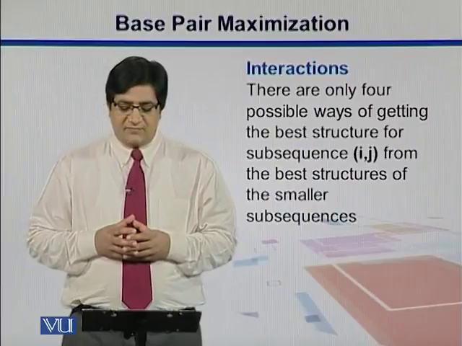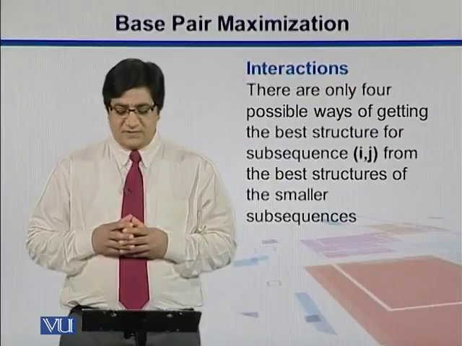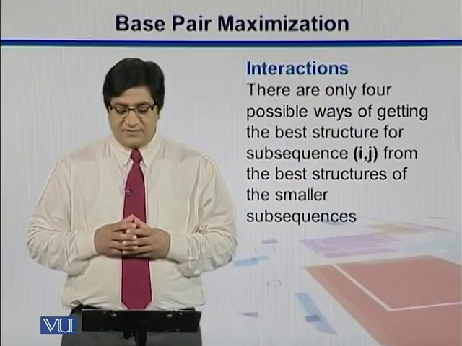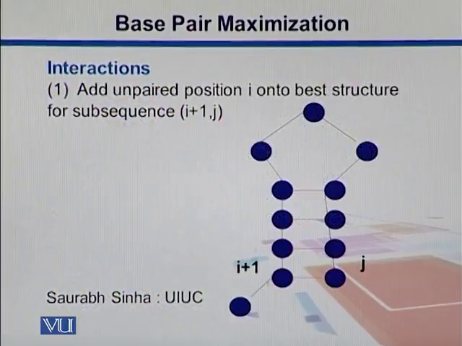We know that there are 4 possible ways of getting the best structure for subsequence i and j from the best structures of the smaller subsequences. So what we do over here, the very first time, is we can have a situation where we add an unpaired position i onto the best structure for subsequence i plus 1 and j.